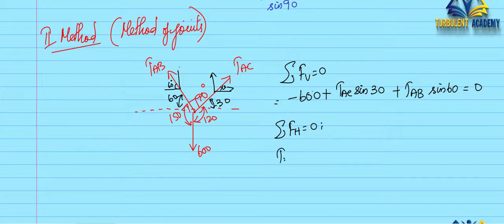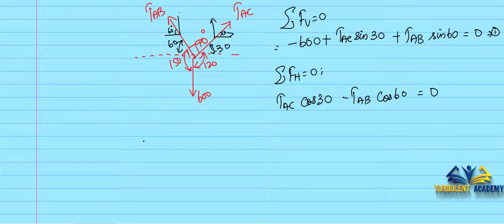So that is equal to TAC cos 30 minus TAB cos 60, because this is going on the right hand side, this is going on the left hand side, minus TAB cos 60 is equal to 0. Now what I'll do is take this particular equation and try to solve it. We have 2 equations and 2 unknowns. Solving it will give you the real answer.